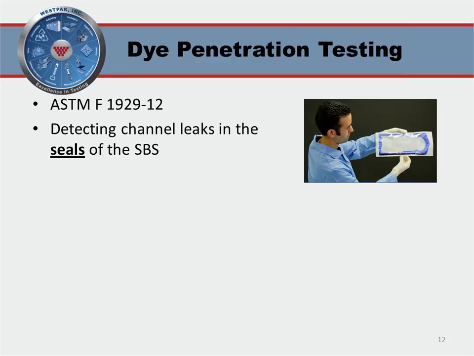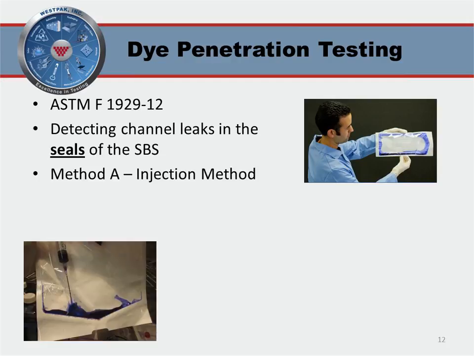So anyways, let's talk about the ASTM standard. It gives you three different methods for running this test. Method A is the injection method, and this is where you puncture a hole in the pouch or tray and inject the dye solution in it and expose all of the seals to the dye.